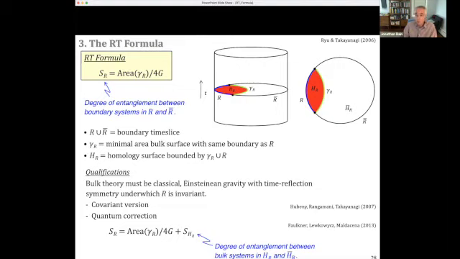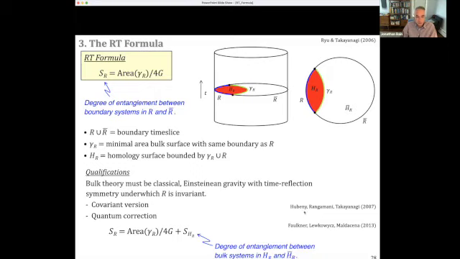Here are some qualifications for the formula, at least in its original form. It holds in cases in which the bulk theory is a classical theory of gravity that satisfies the Einstein equations with a time reflection symmetry under which R is invariant. I take it the time reflection symmetry is required in order to be able to identify a boundary time slice with respect to which we can then identify R and these corresponding constructions in the bulk. But that assumption can be relaxed. The time reflection symmetry assumption can be relaxed, and a covariant version of the RT formula can be formulated.